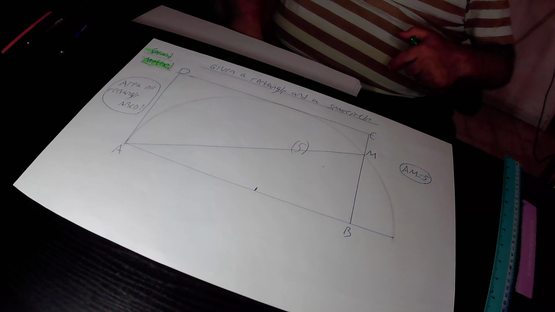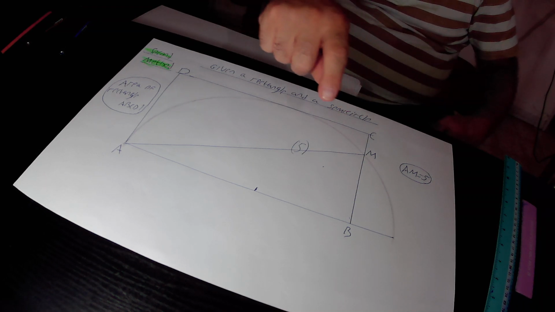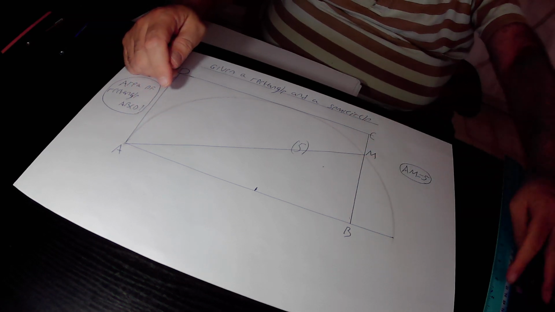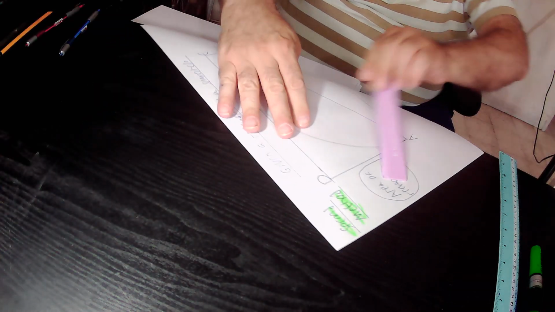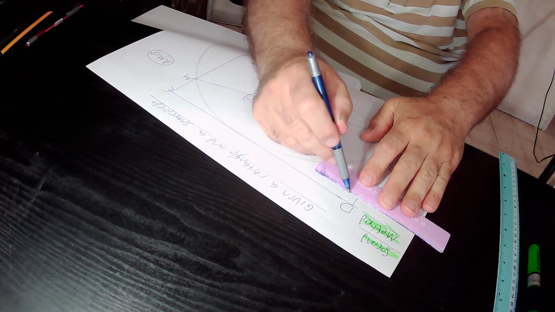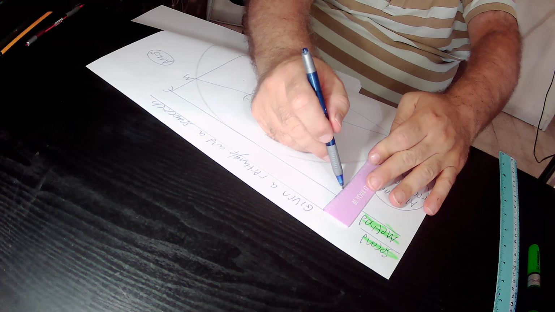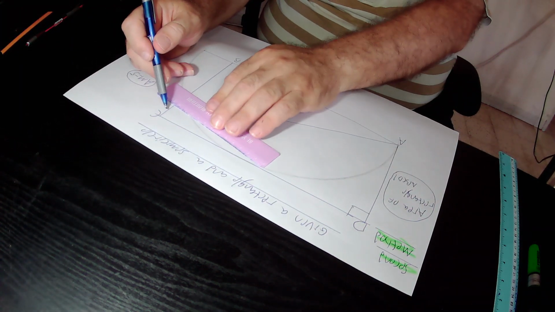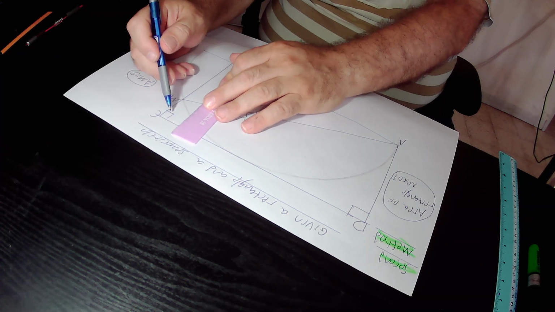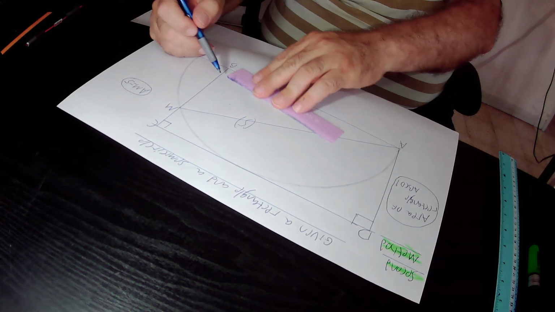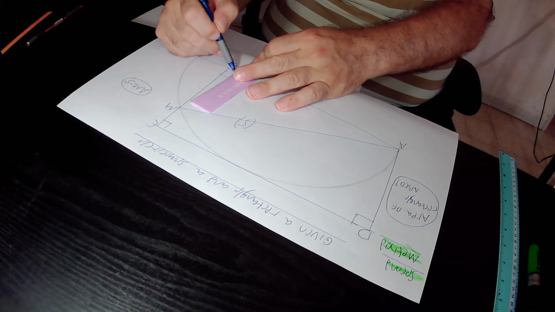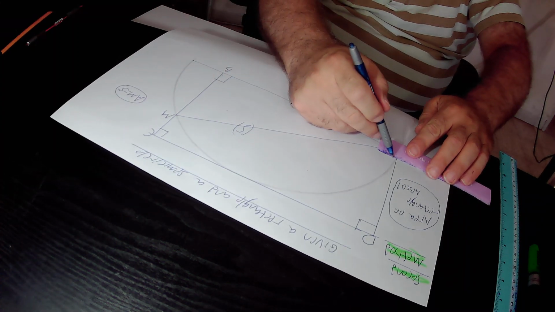So first of all, because of the fact that ABCD is a rectangle, all those four angles inside the rectangle ABCD are right angles. So actually, this is a right angle. This is also a right angle. This is a right angle. And this is also a right angle.